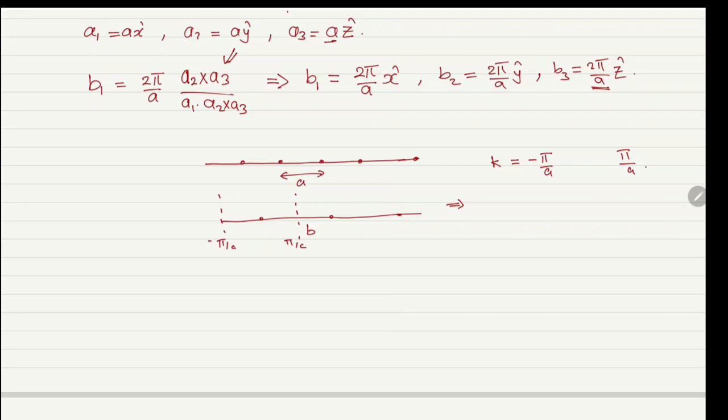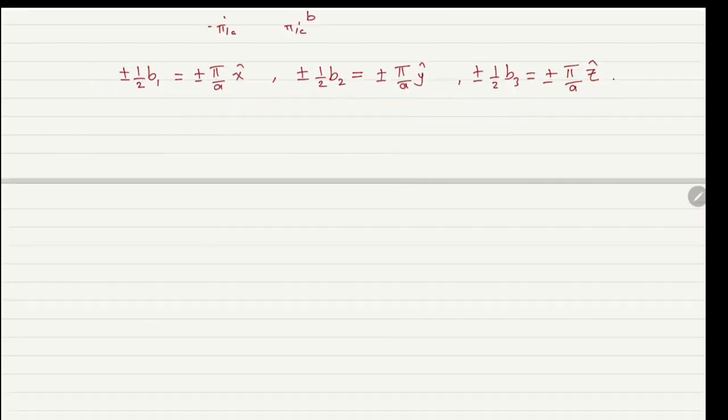Or in other words, we can define plus or minus half b1 equal to plus or minus pi over a x hat, and plus or minus half b2 defined as plus or minus pi over a y hat, and plus or minus half b3 equal to plus or minus pi over a z hat. Now let's find the reciprocal lattice to the BCC lattice.